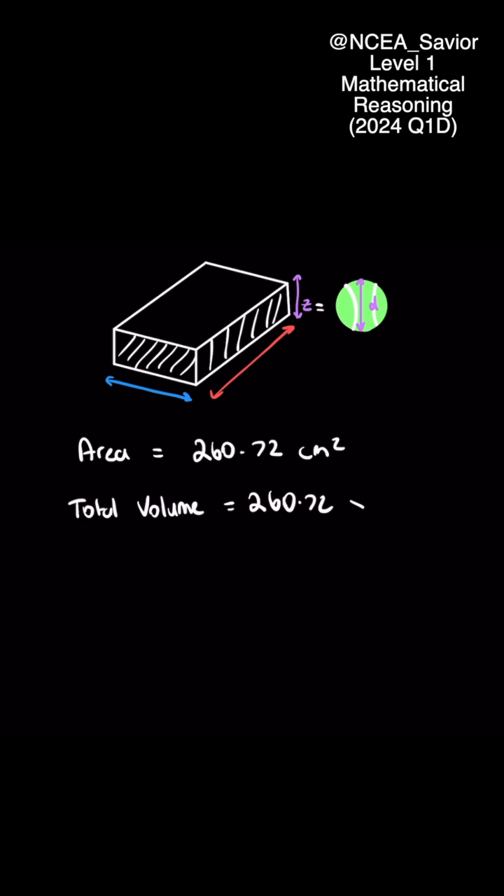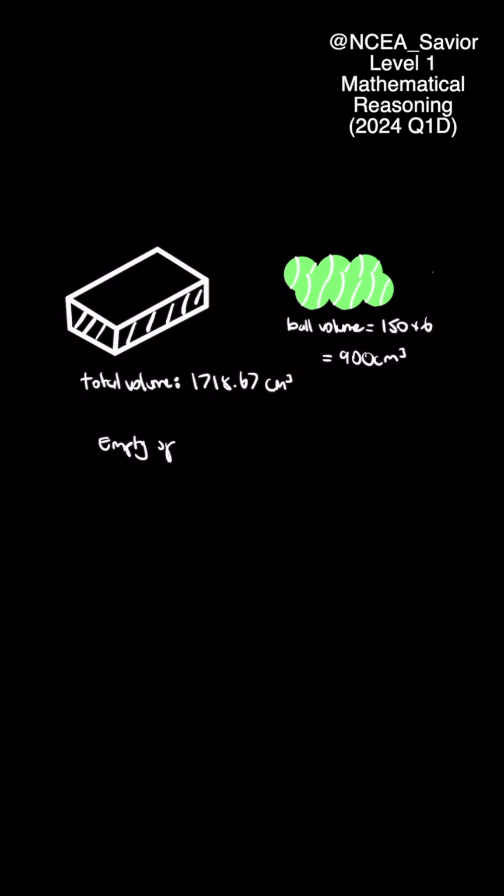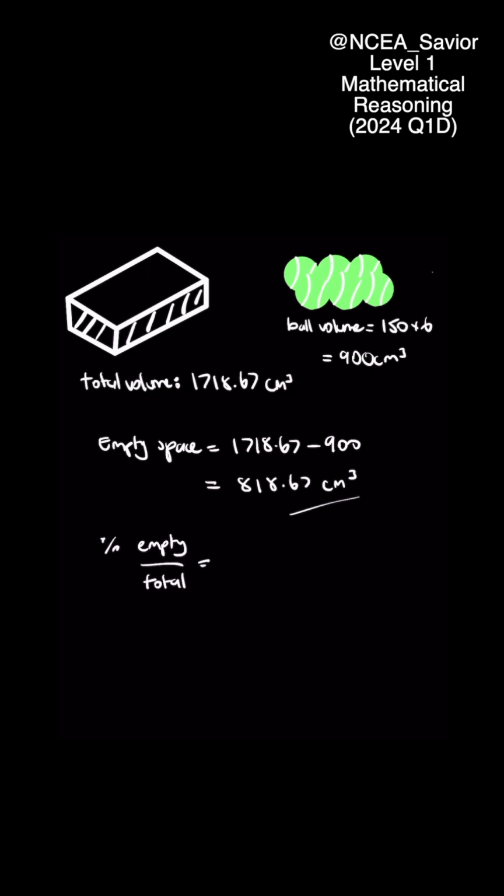Now we can calculate the total volume of the rectangular box. With the box's volume determined, we can place the tennis balls back inside. Since each ball takes up 150 cubic centimeters, we simply subtract the total volume occupied by the balls from the volume of the box to find the empty space left over. Plugging in the numbers, we get 47.64%. So the empty space makes up 47.64% of the total volume.